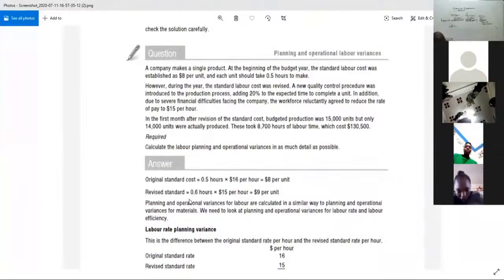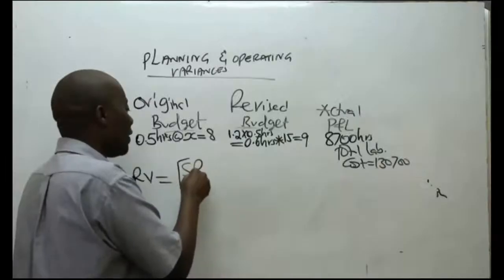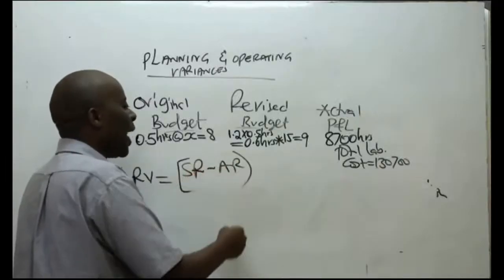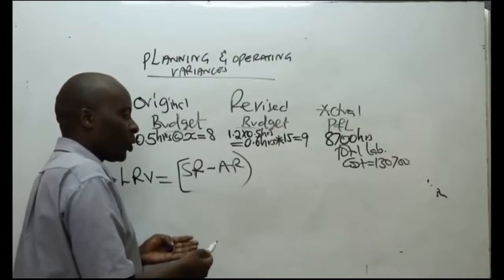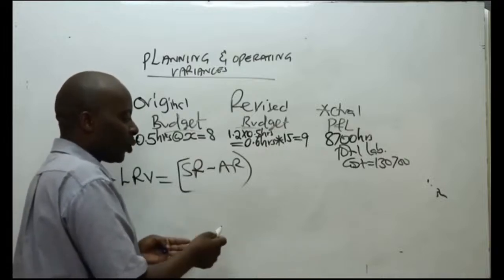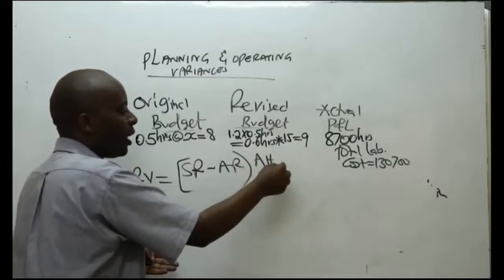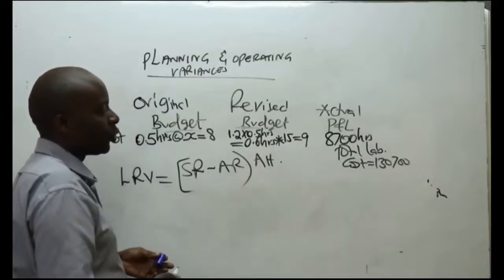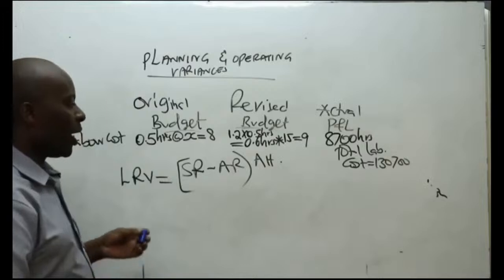We have Francisca. That's very good. So we have the labor rate variance equals the difference between two rates: the standard rate minus the actual rate. Thank you very much. Standard rate minus actual rate, and then outside, we have the actual hours.